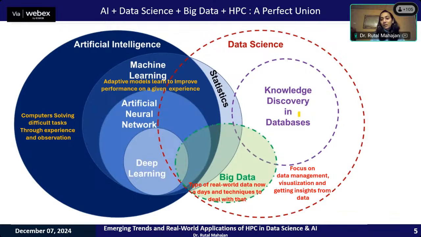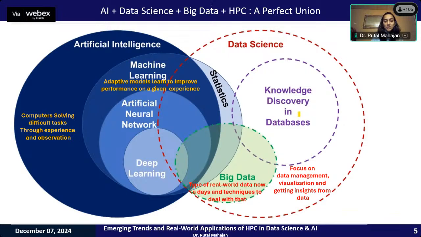Basically to get a quicker solution to handle this kind of larger data. Artificial intelligence is basically a technique for computers to solve a difficult task through experience, or we can say observations. It's a general term that accommodates that kind of technique.